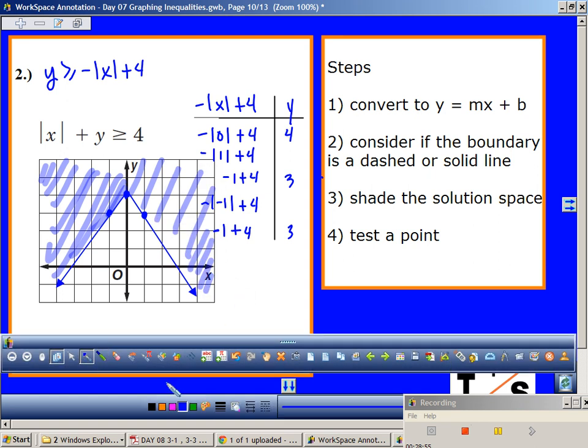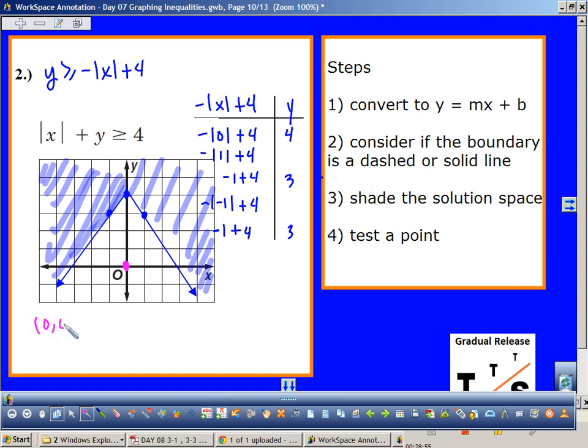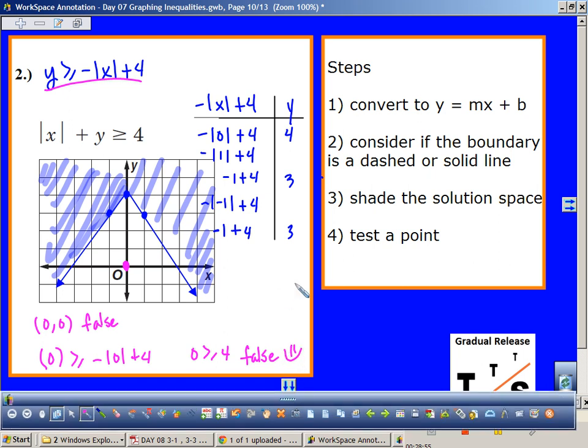I'm going to test a point. I'm going to test 0, 0. When I test 0, 0, I should get a false statement. 0, 0 should come out false. I'm going to take this right here and substitute. 0 greater than or equal to negative 0 plus 4. Is 0 greater than or equal to 4? Nope. They're both false, so we're happy.